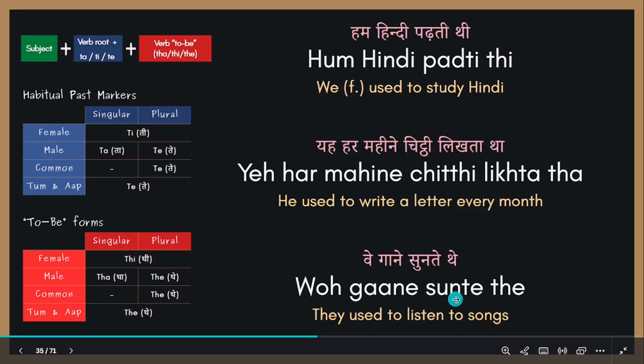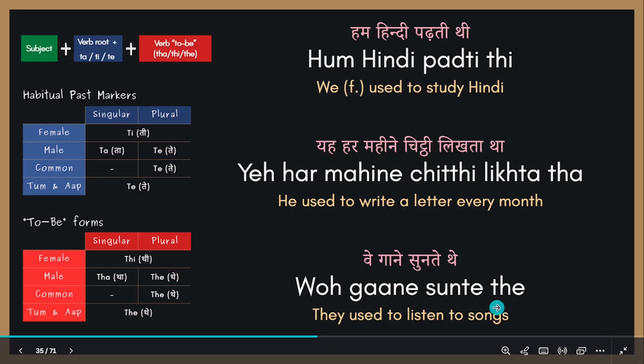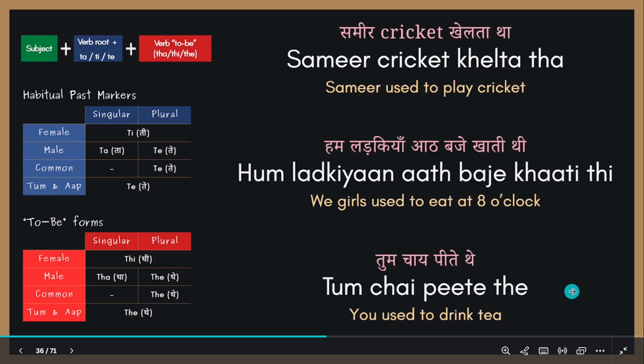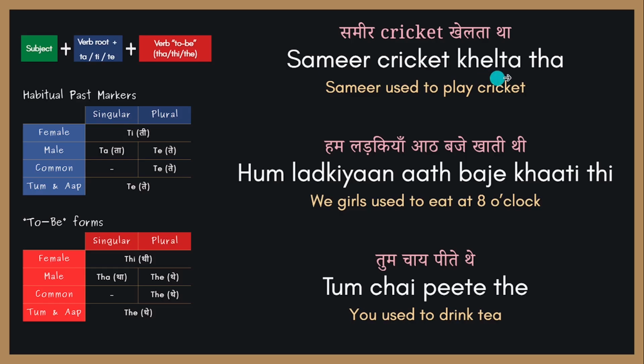वो गाने सुनते थे. They used to listen to songs. गाने over here means songs. Then समीर क्रिकेट खेलता था. Sameer used to play cricket. खेलता था means used to play, and Sameer is a guy's name. So समीर क्रिकेट खेलता था.